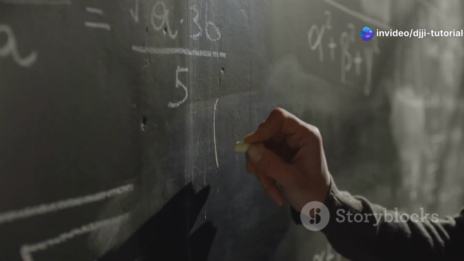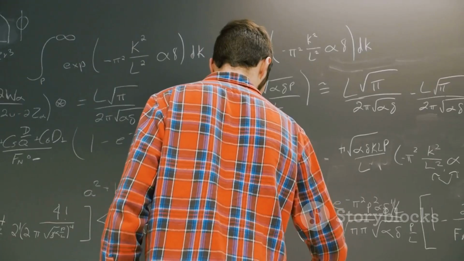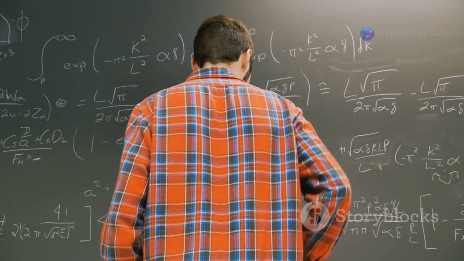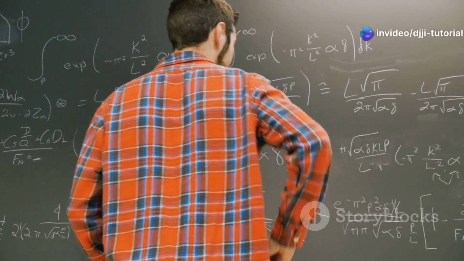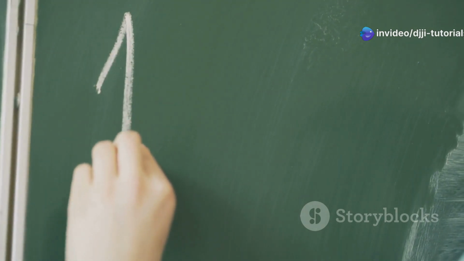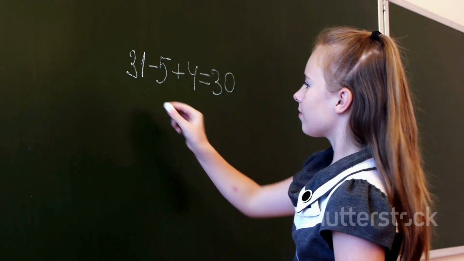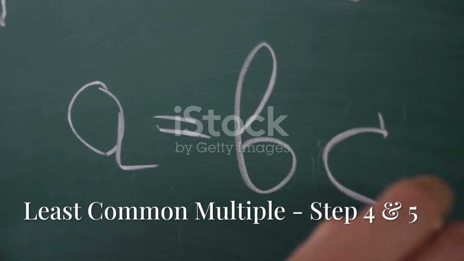Step 2. Identify unique factors. Write down all the unique prime factors from the numbers you have factored. Step 3. Determine the highest powers. For each unique prime factor, determine the highest power that appears in any of the factorizations. For example, if you have 2 squared from 12 and 5 to the power of 1 from 15, you will take 2 squared and 5 to the power of 1.